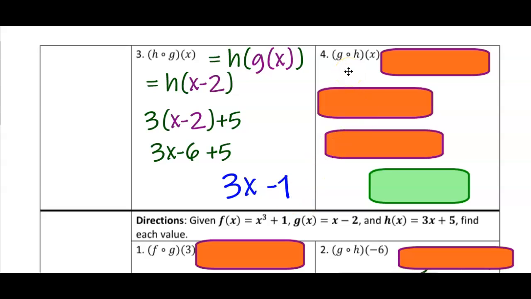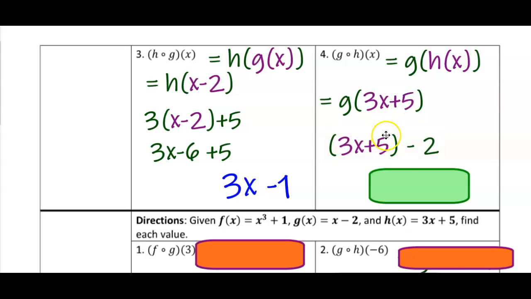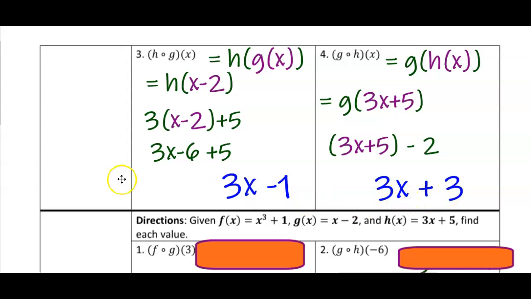For number 4, we're going the opposite direction. We're doing g of h of x. That means I'm going to take h of x and plug it into g. So that means g of 3x plus 5, because that's what h of x is. Since g is x minus 2, I plug in 3x plus 5 for x. I get 3x plus 5 minus 2. When I combine my like terms, my final answer is 3x plus 3.